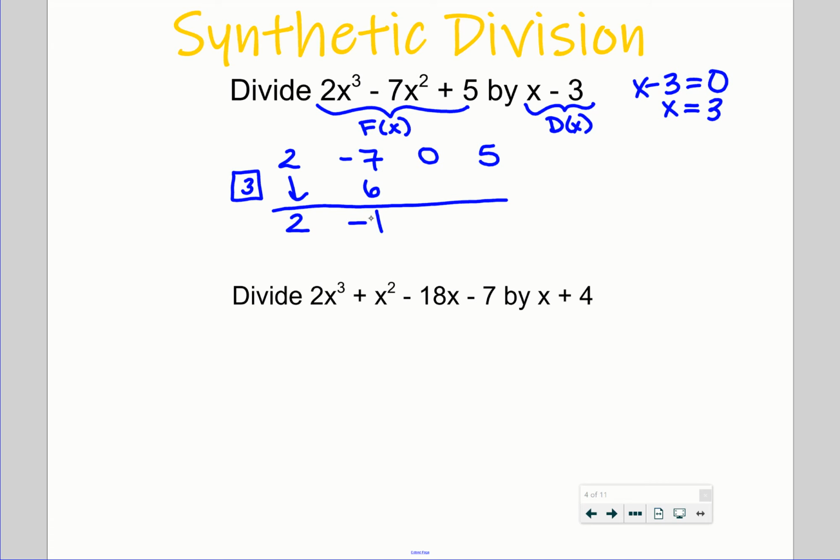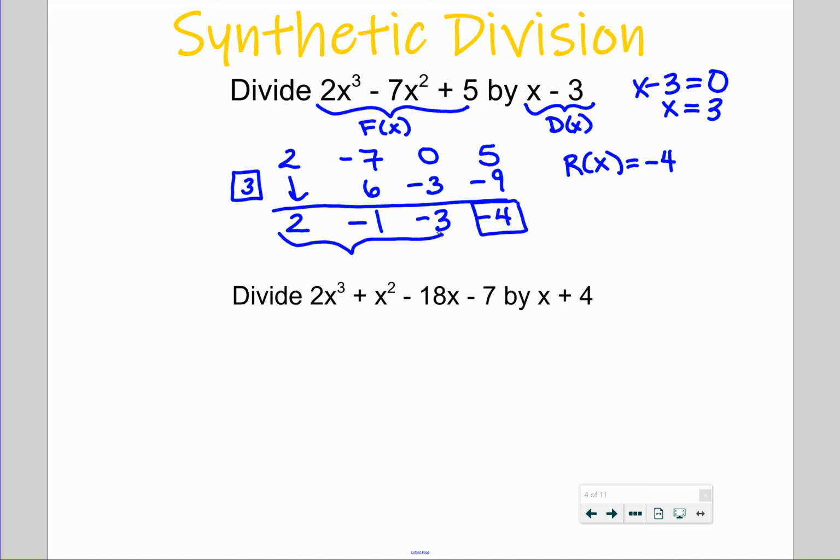3 times a negative 1, negative 3. 0 and negative 3 add to negative 3. 3 and negative 3 give me negative 9. Add down my column, negative 4. The last number that you're left with will always be your remainder. So we would say r of x here is equal to -4.